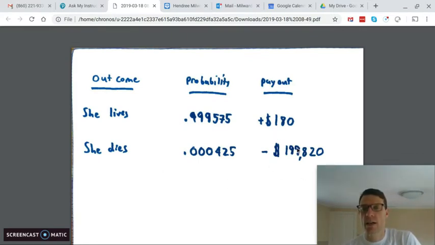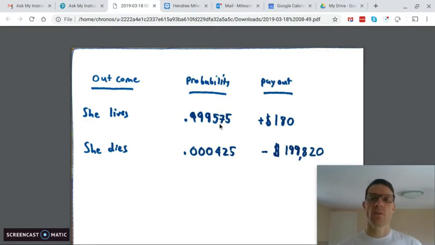If she dies, they have to pay out the $200,000. So why isn't this $200,000? Well, they still have collected the premium of $180. So this is really $200,000 minus 180, right? Because even if she dies, they've still collected the $180. Okay, they don't give that back. If she dies, they give $200,000 out. So the net result for them is having to pay out $199,820.